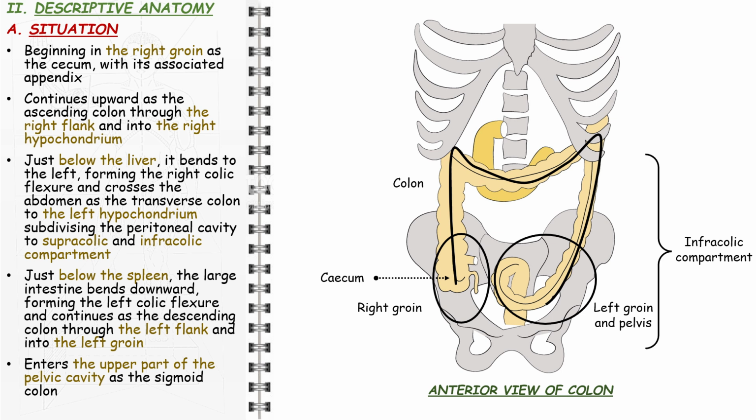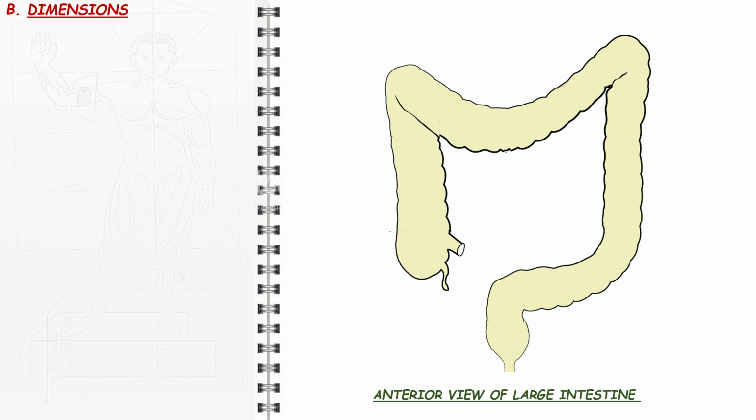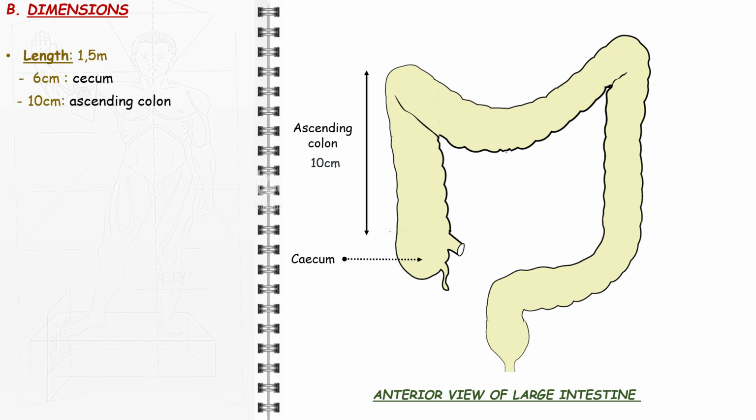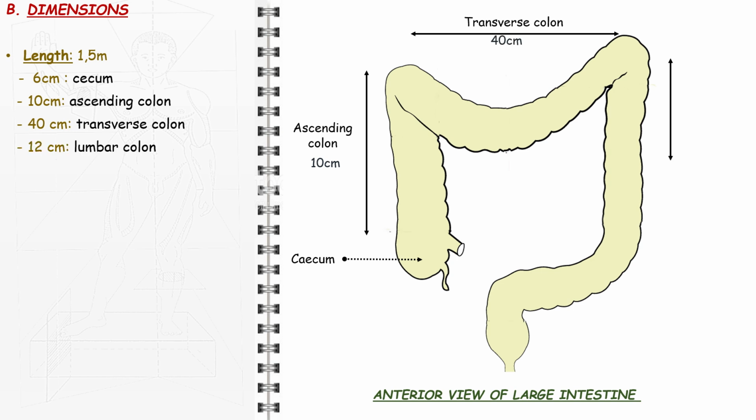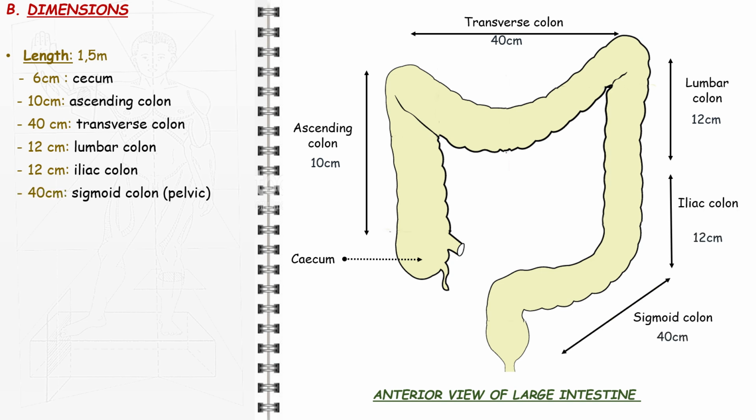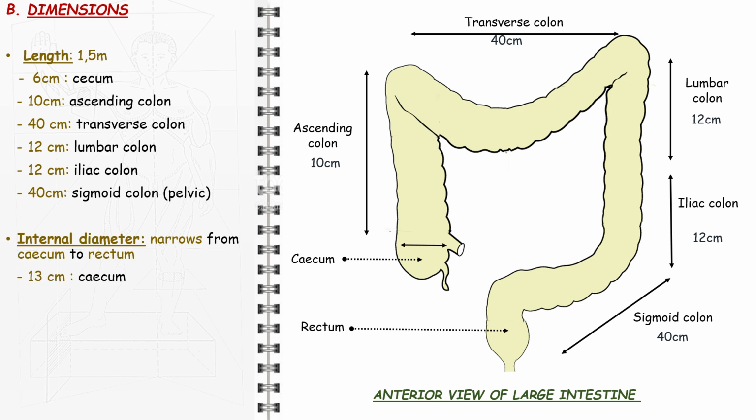Sagittally, the colon is deeper, approaching the flexures, and the descending colon is the deepest part. Vertically, the colon circles the jejunum and ileum. The colon is 1.5 meters long. The cecum measures 6 centimeters long, the ascending colon 10, the transverse colon 40 centimeters, the lumbar and iliac descending colons 12 centimeters each, and the sigmoid colon measures 40 centimeters long. The internal diameter narrows from cecum to rectum. It measures 13 centimeters in the cecum, 5 in the transverse colon, and 3 centimeters in the descending colon.